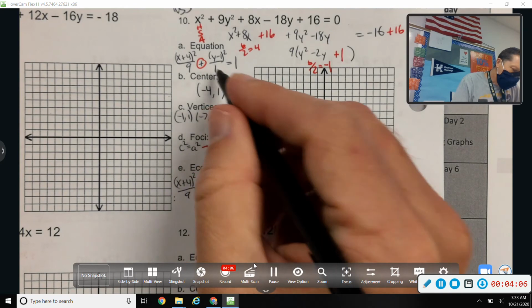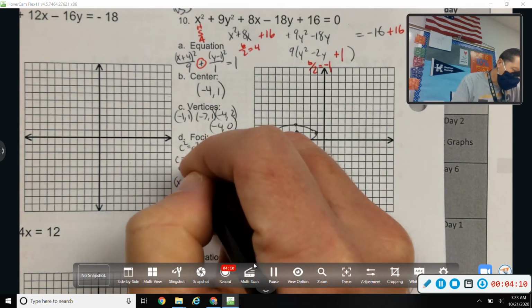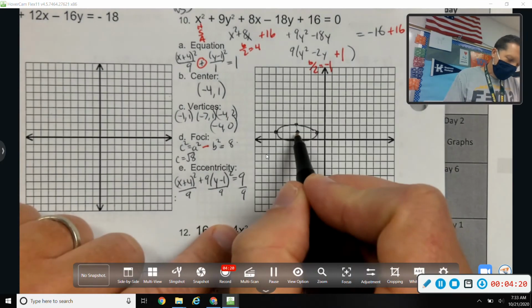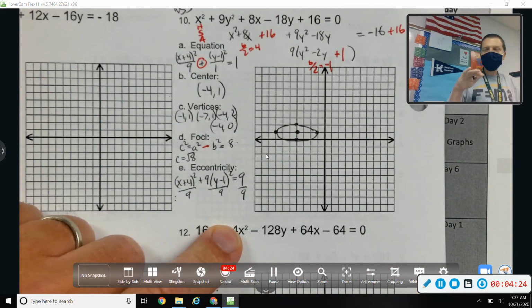So 9 minus 1 is 8. So c is the square root of 8. Be careful, the foci aren't the square root of 8. The foci are square root of 8 away from the center. So square root of 8, left and right, because it's always on the main axis.